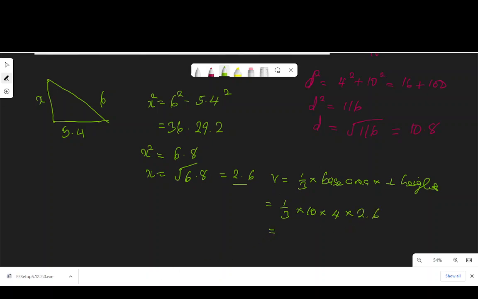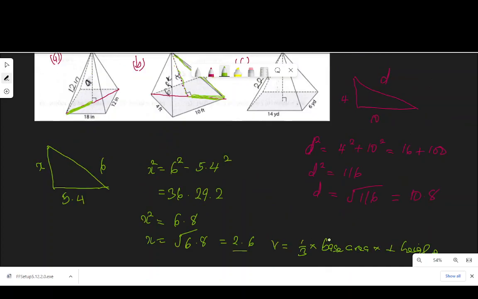Putting that into the calculator, 2.6 times 4 times 10, now divided by 3, that is 34.8 approximately. 34.8, what is the unit? Feet cubed is the volume of this pyramid.